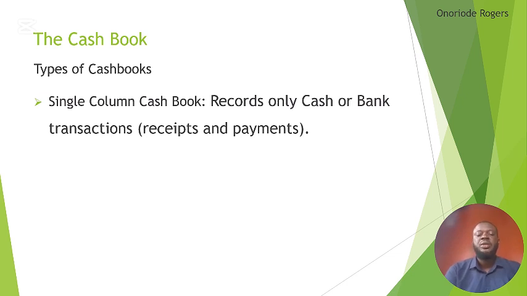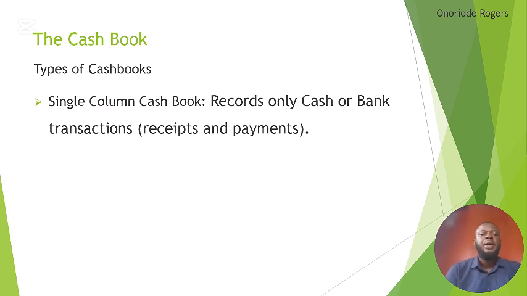So that business can only have a cash book, a single column cash book, where it will have a column for its cash. But for other businesses that don't want to operate cash, that want to only operate a bank, in that scenario the cash book is going to be a single column cash book, only for the bank column. So it can either be a single column cash book for cash or a single column cash book for bank account.